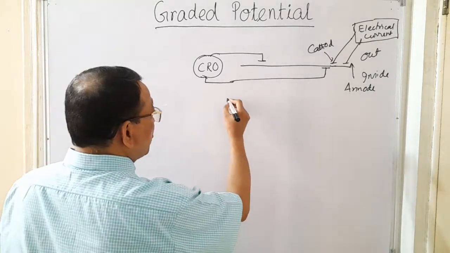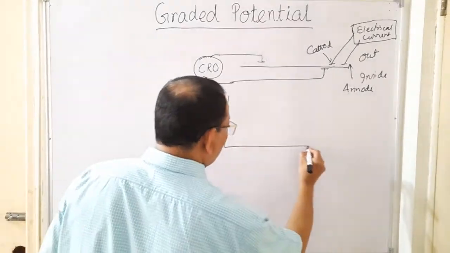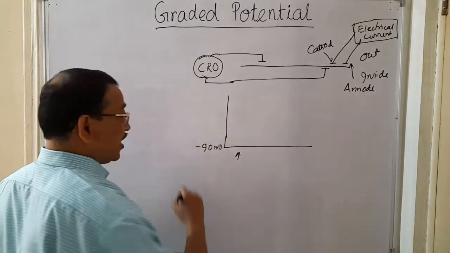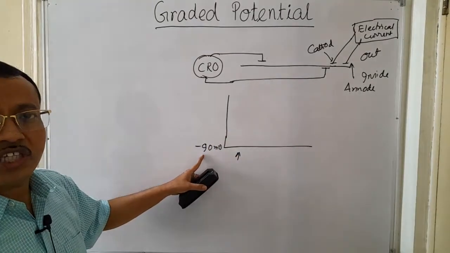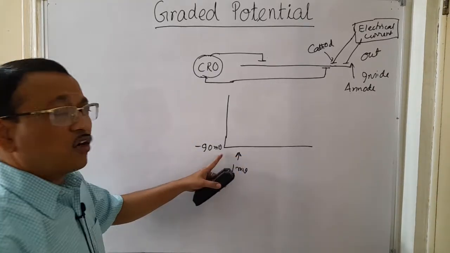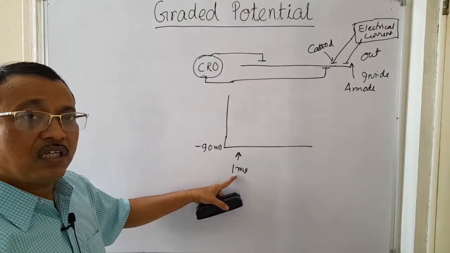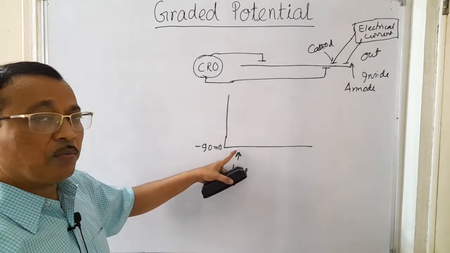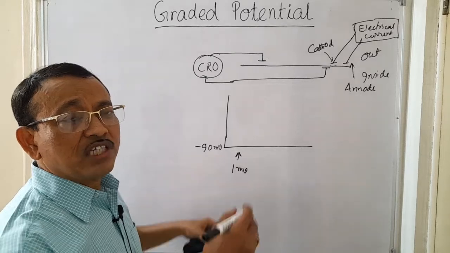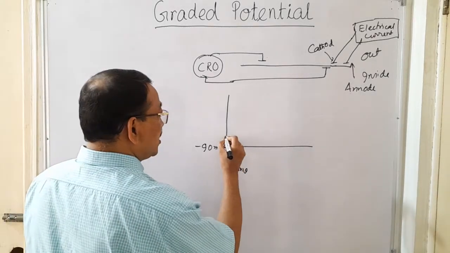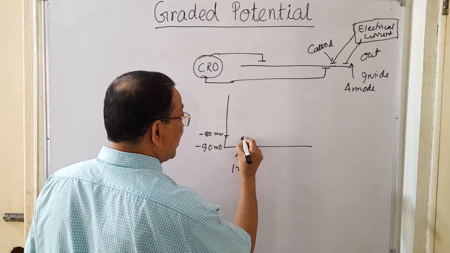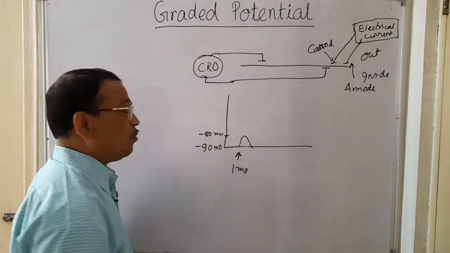Now what happens? Suppose this is the minus 90 millivolt. That is the resting membrane potential. Now a stimulus, the strength of which is 1 millivolt, is applied on the cell membrane. In such a case, this potential will not remain minus 90. The potential will get changed. For example, this is changed to minus 80 millivolt.